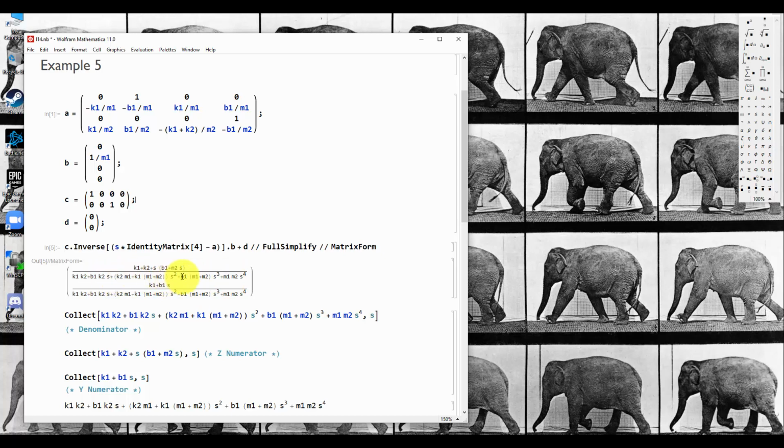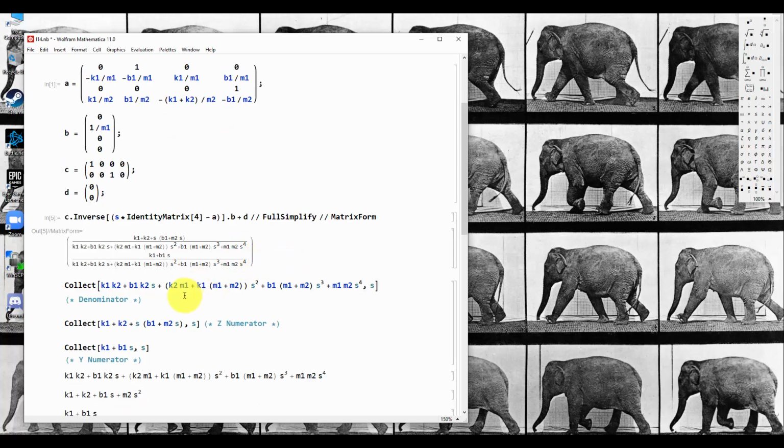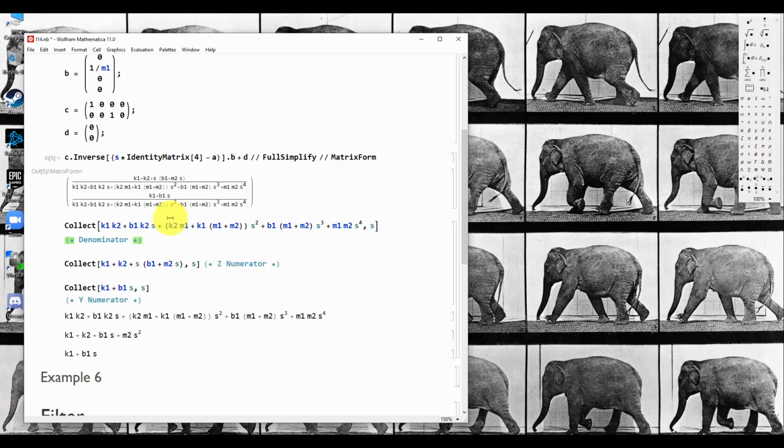We see we have s's, s squareds, s cubes, and s to the 4th. So we will have a 4th order system, and that's going to come when we have 2 masses in our mechanical system. So I'm just going to clean this up a little bit using that Collect feature. We see here, they do share the exact same denominator, and that's going to happen when we have only 1 input in the system.